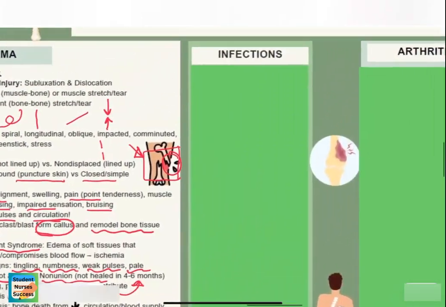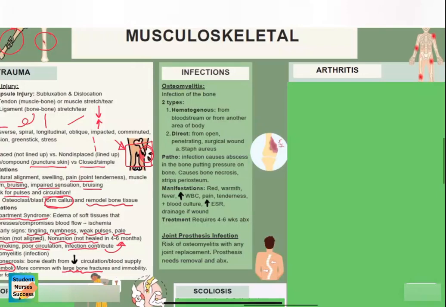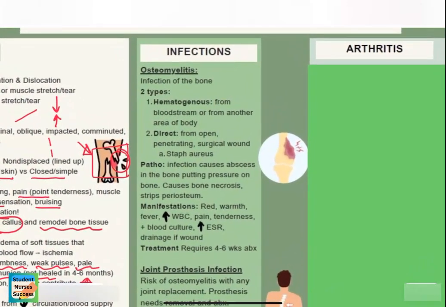Let's move over to infections and kind of talk about those. When we're talking about infections, osteomyelitis is the term for infection of the bone. And osteomyelitis can be from two different etiologies or two different processes. One can be hematogenous, which means that the infection is circulating in the bloodstream or it's in another part of the body and it's circling around and it somehow lands in the bone.